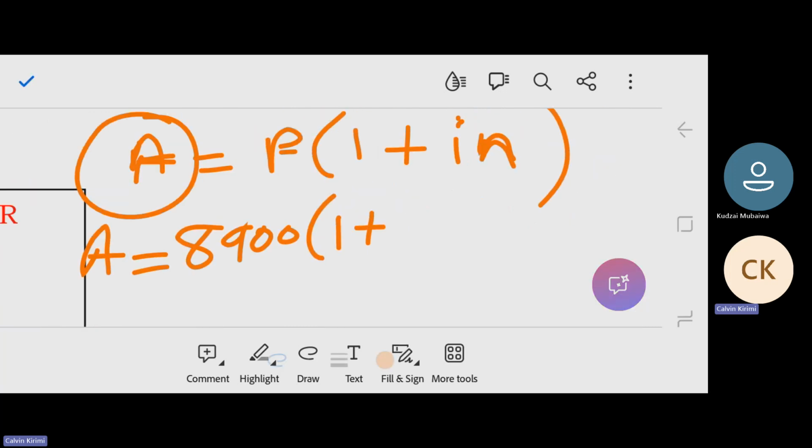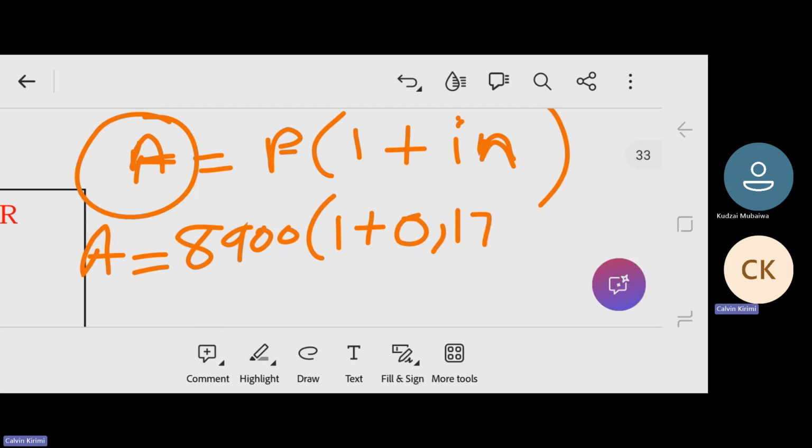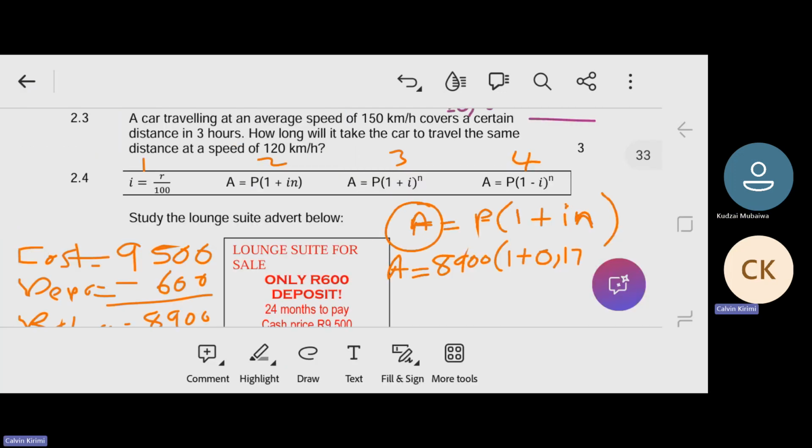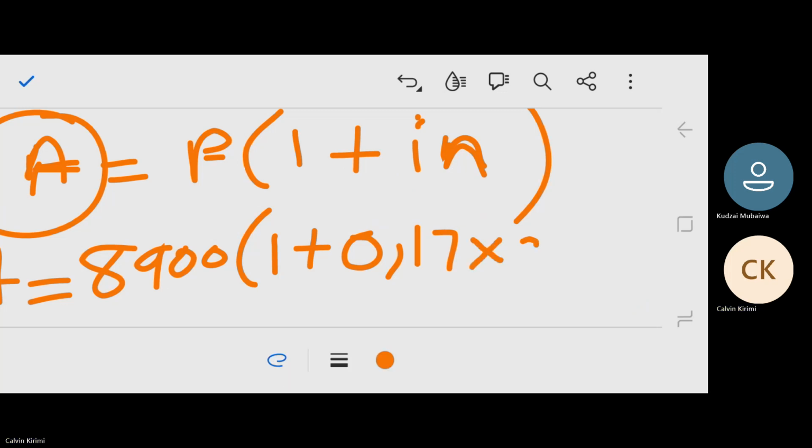So 17% as a decimal is 0.17. We are using this R, isn't it? RN. It means it will be R over 100, which means the percentage over 100, multiplied by the number of years, which is 2. 2 years, 24 months, 2 years. Then what do you get?